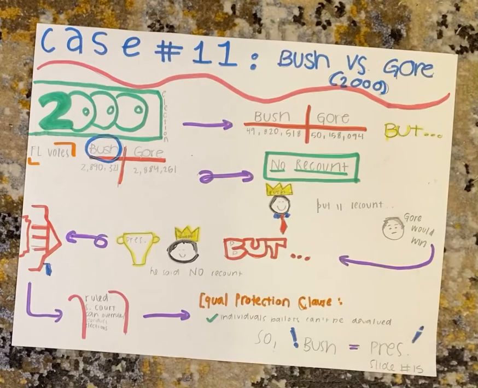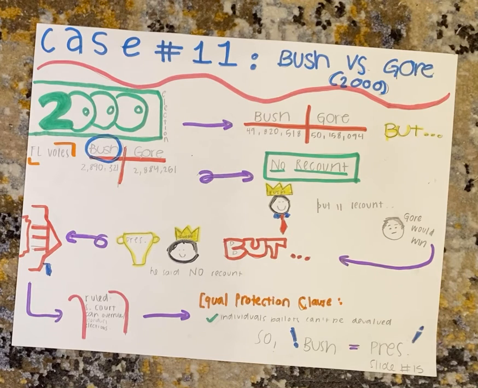Lastly is the Bush versus Gore case, which took place in 2000. In the 2000 election, the results were extremely close and the decision on who would become president was unsure. The determining factor was Florida's votes, which had apparently elected Bush. However, if these votes were recounted, there's a possibility that Gore could have won the election.